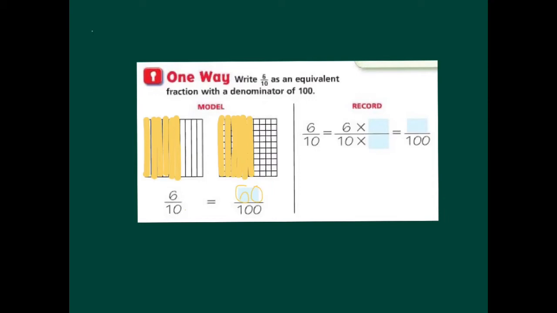That's what we're going to model on the right here. So 6 times 10 is 60, and remember, whatever you do to the numerator you must do to the denominator, so we're going to multiply that by 10 as well, and that gets us 100. So 2 ways of showing that 6/10 and 60 hundredths are exactly the same thing.